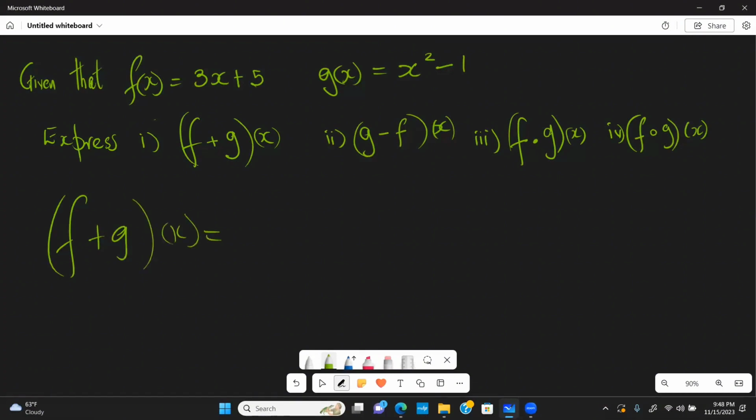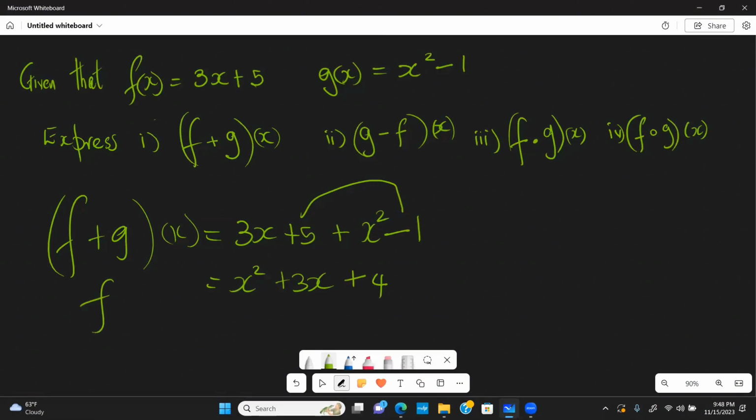And this simply means that I'm going to take the expression for f of x, which is 3x plus 5, and add that to the expression for g of x, which is x squared minus 1. What I want to do here is just organize it. So I'm going to have the x squared coming first, and then 3x, but the 5 minus 1 will give us a 4. So basically, f plus g of x is x squared plus 3x plus 4.